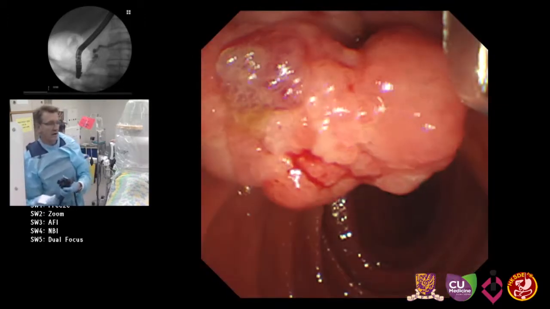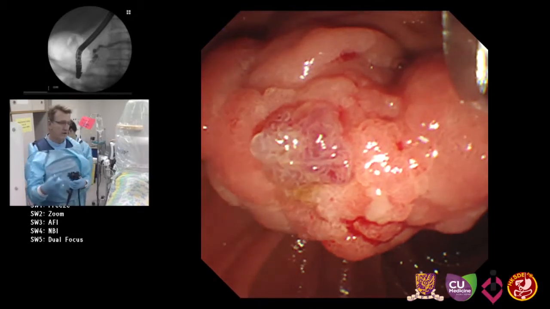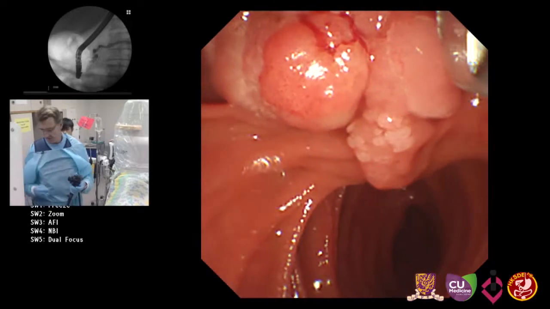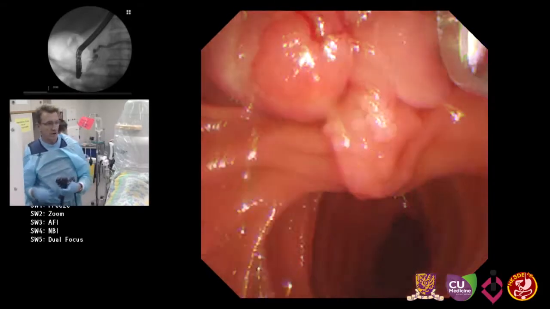Well, I think we'll aim for one, but it'll probably be two or three, because this frenulum section we cannot remove in one piece, at least not all of it. But it will be fine.